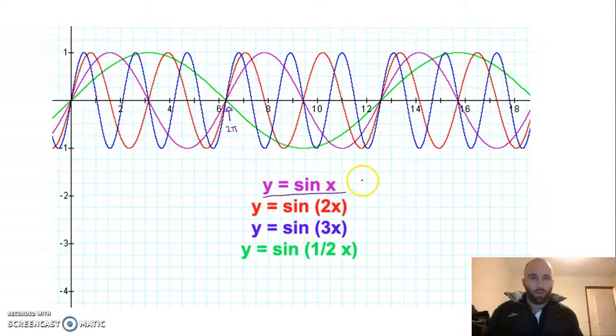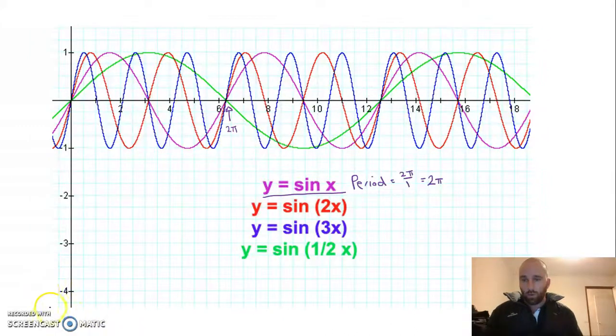So with our sine x, we're going to have a period of 2 pi over 1. Remember, it's 2 pi over n, which equals 2 pi. So that hasn't changed. We haven't had any change in dilation from our y-axis.